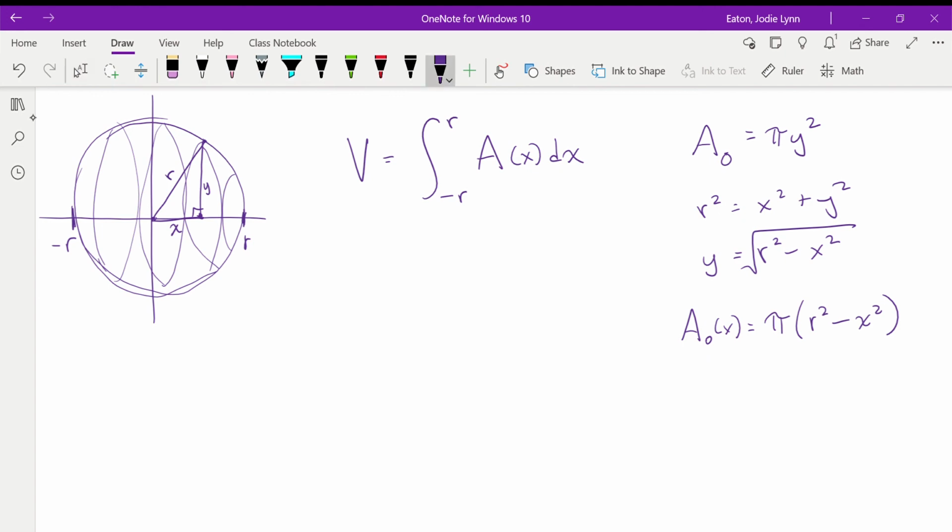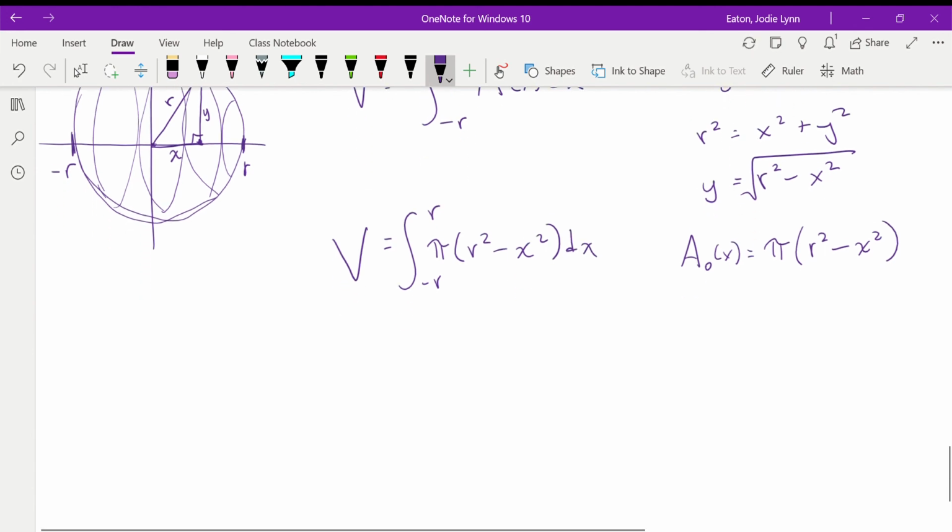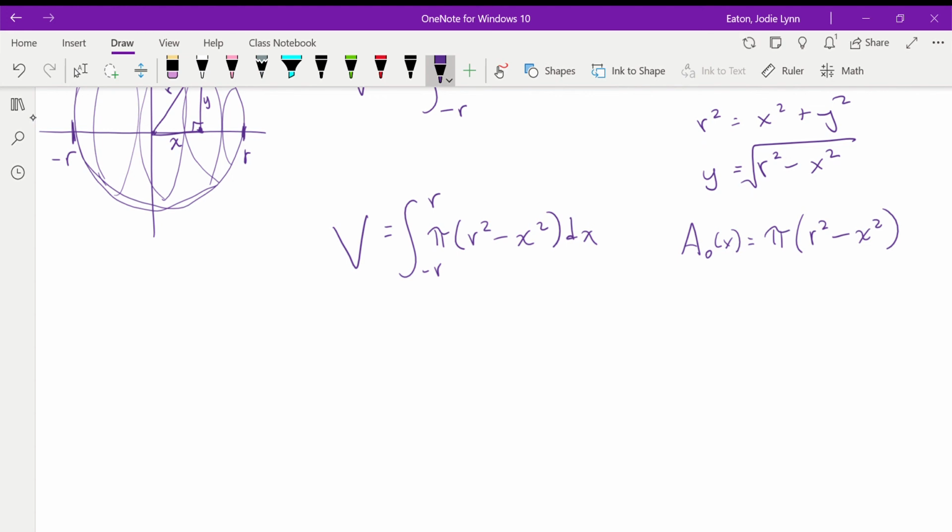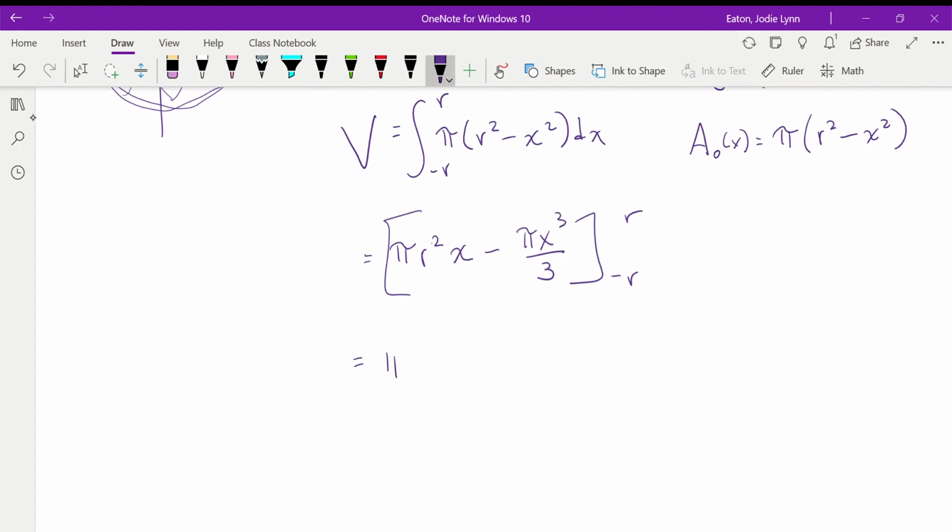Okay, so now I can plug it back into my volume. So my volume is the integral from negative r to r of pi times r squared minus x squared dx. And I am going to go ahead and integrate that. This is pi, and we are treating r as a constant here. So this is equal to pi r squared x minus pi x cubed over 3. We're going to be evaluating this from negative r to r. And I can just factor the pi out of all of this. So this is pi times r squared times r minus r cubed over 3.